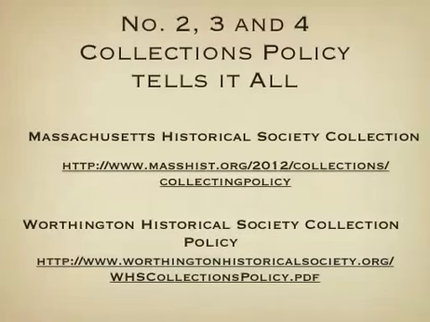The elements number 2, 3, and 4 can be found in a collections policy because that tells it all. So here are 2 different links. One is the Massachusetts Historical Society Collections Policy, and that link will take you to that. And the Worthington Historical Society Collection Policy. I have a link to a PDF file that you can download and read. So these are collection policies.